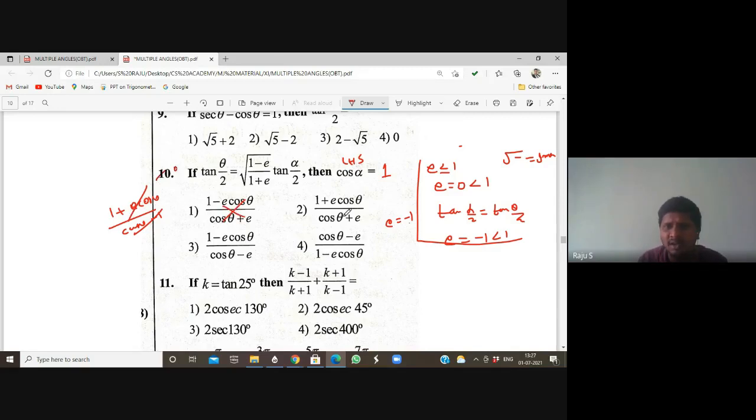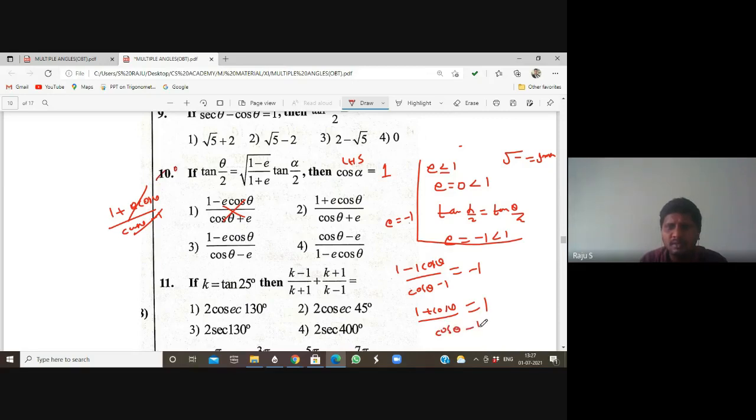Okay, first option wrong. Second option, when I substitute e = -1, (1 - cos theta)/(cos theta - 1). Is it equal to 1? Students? No, sir, minus 1, sir. Minus 1. And when I substitute here, e = -1, (1 + cos theta)/(cos theta + 1). Now it is 1.